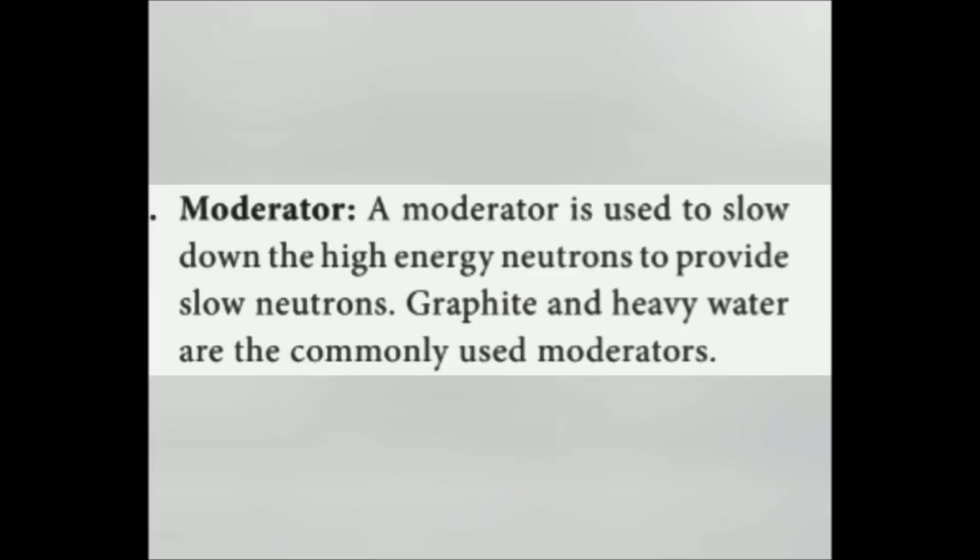Let's revise. What are the components of a nuclear reactor and what is its function and examples? First, moderator. A moderator is used to slow down the high energy neutrons to provide slow neutrons. Graphite and heavy water are the commonly used moderators in a nuclear reactor.